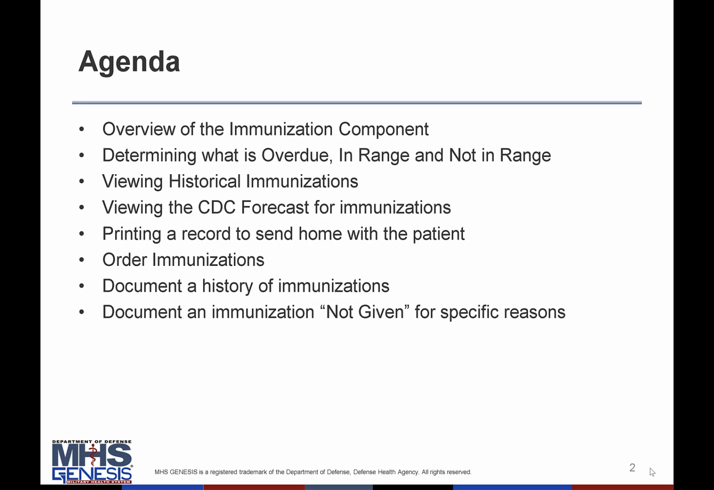Today, we will review the overview of the new immunization component, determining if a patient is overdue, in range, or not in range for immunization, viewing historical immunizations, viewing the CDC forecasted immunizations, printing a record to send home with the patient, ordering immunizations, documenting a patient-provided history of immunizations, and documenting an immunization not given for specific reasons.